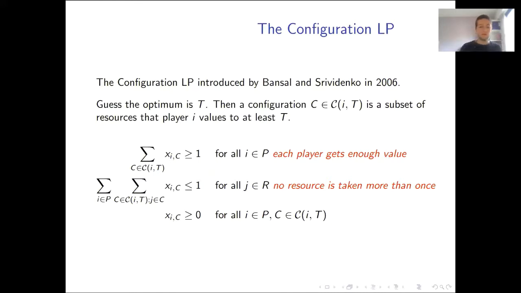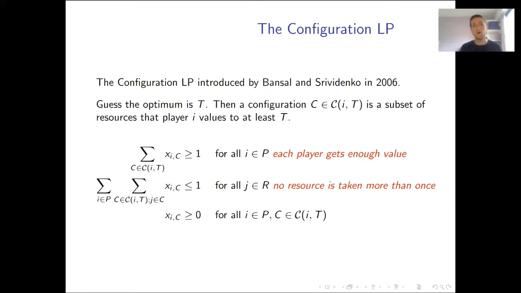So let me recall first the techniques used by Bansal and Sviridenko in 2006. They introduced a linear program that is called the configuration linear program. The idea is the following. Imagine you have a guess of the optimum value to be T. Then we call a configuration C with respect to player i and value T a subset of resources that player i values at least T. So in the linear case, it's simply a subset of resources that have total value at least T, and that can be assigned to player i.